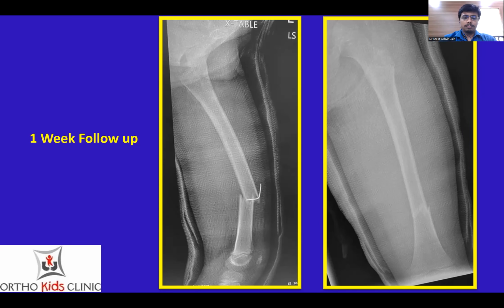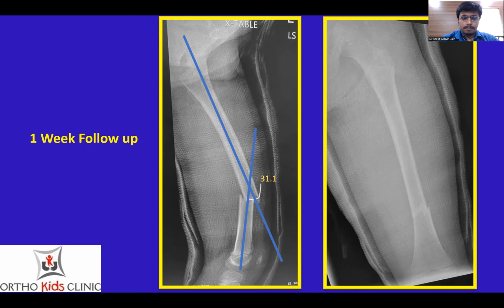So Easwer, this is the 1 week follow-up now. In AP, you can see it is not much displaced, but in lateral, it is getting more angulated. How would you approach it now? Provided I'm continuing with the spica, I would wedge the spica at this point of time to correct that angulation. It is a pure angulation, easily wedgeable and correctable. So Meet, show what is the exact angulation. We have an angle of 31.1 degrees at the site.